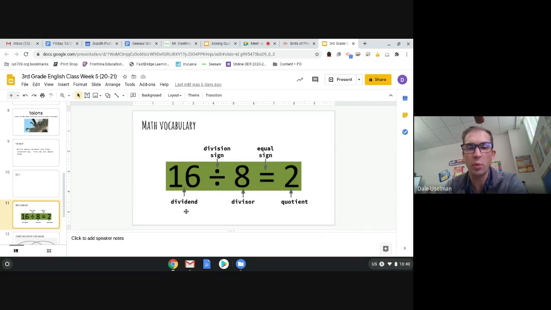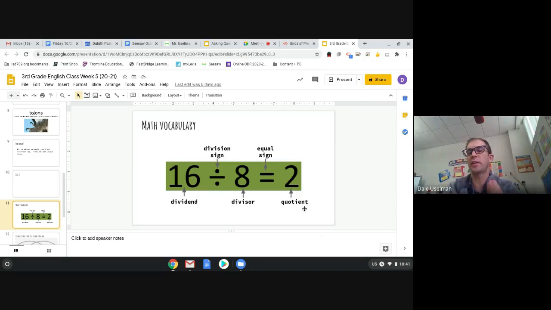There are three really important words to know when we're talking about division in English. So the dividend is this number right here. That's the larger number that we are going to divide into groups. And the divisor is the number of groups that we're going to divide the items into, whatever it is that we're dividing. So say that word dividend. Great. And say that word divisor. Awesome.